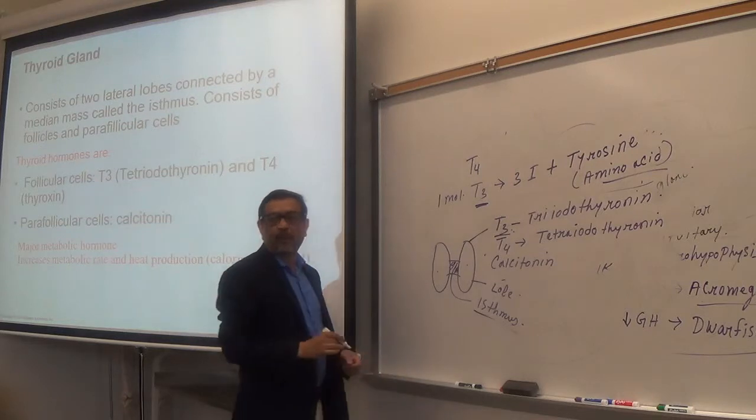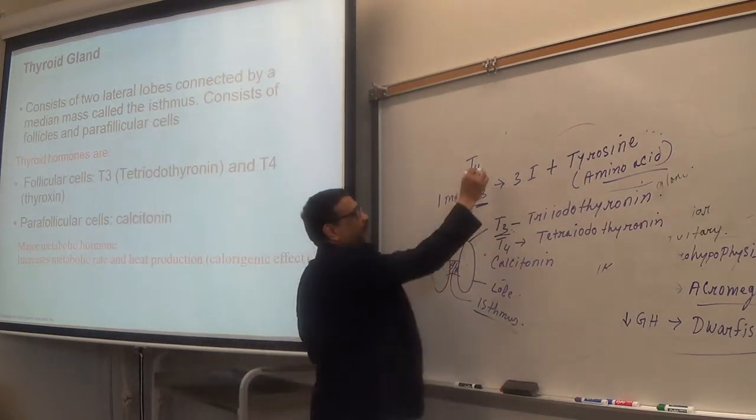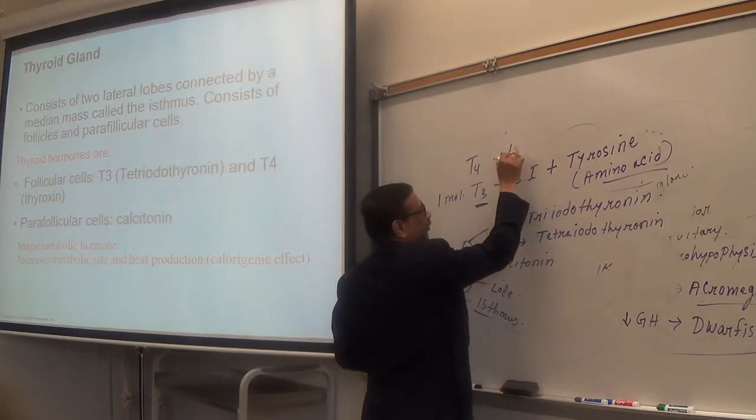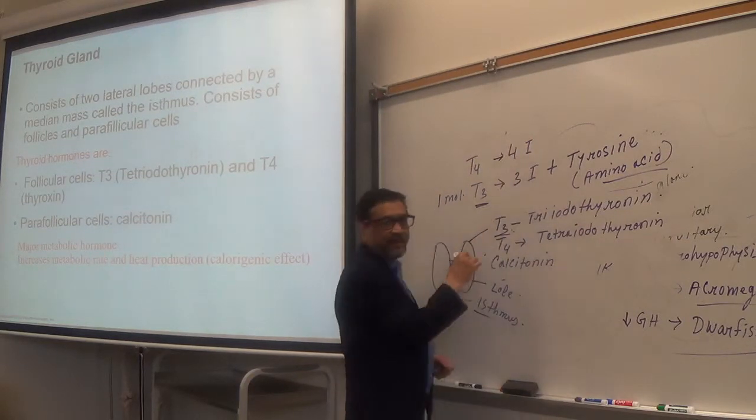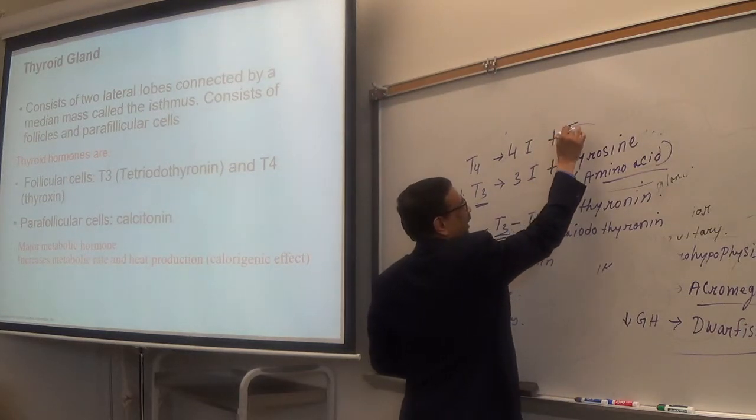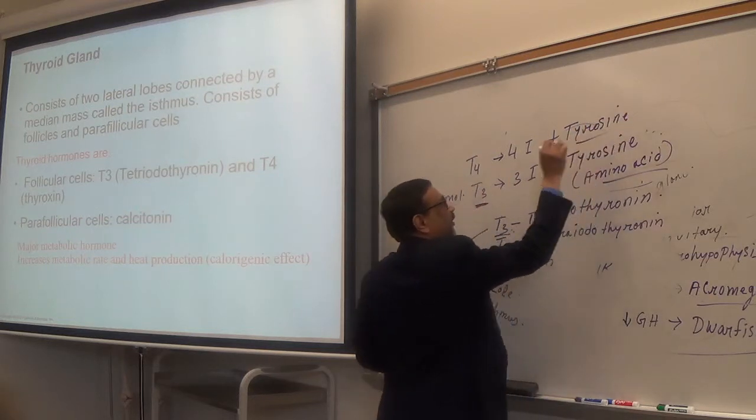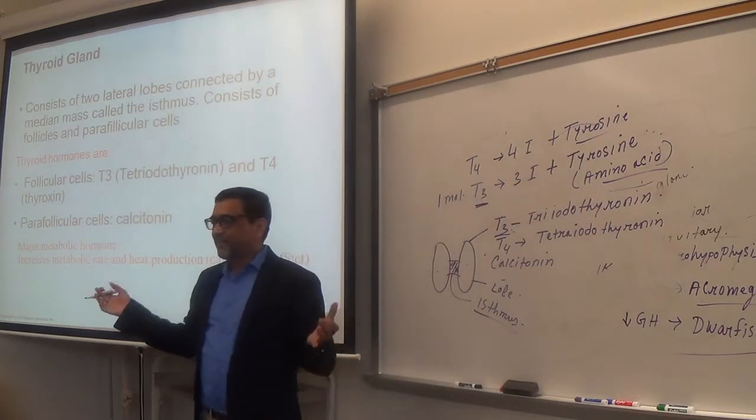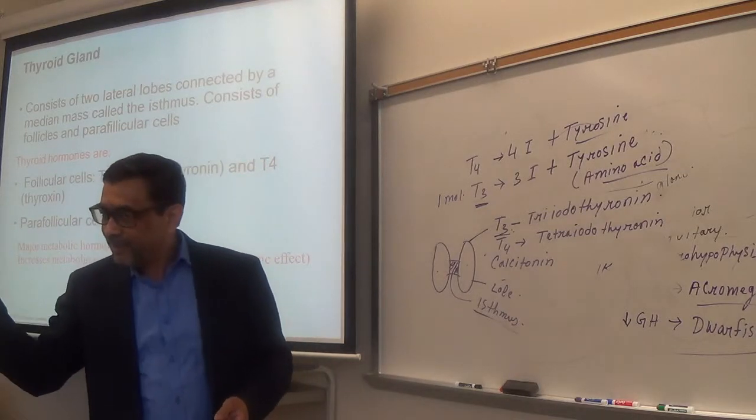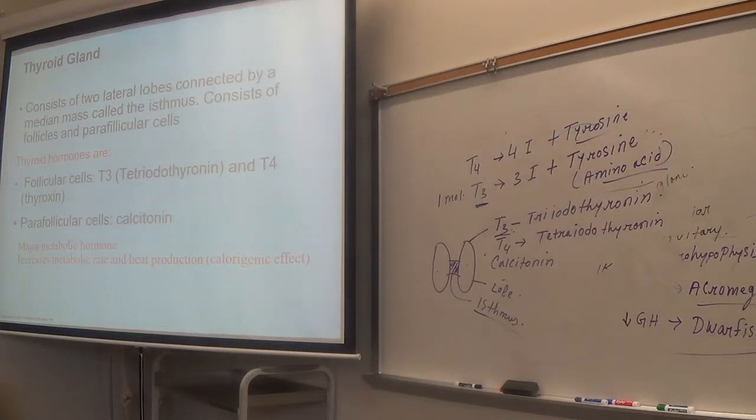To make one molecule of T4 hormone, you need how many iodine? 4 iodine atoms, right, and tyrosine. Same amino acid, tyrosine. Okay? So that's the difference. Very little. In case of T3, you need 3 iodine atoms and tyrosine; in case of T4, you need 4 iodine atoms and tyrosine, the amino acid.